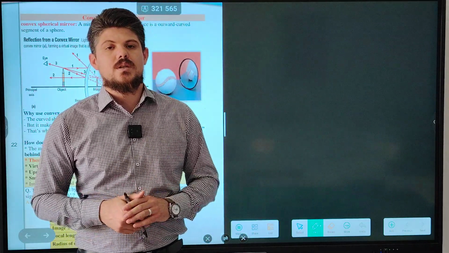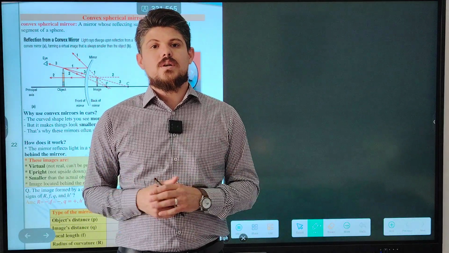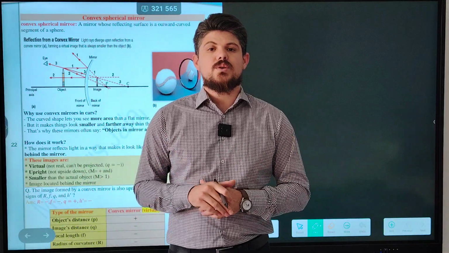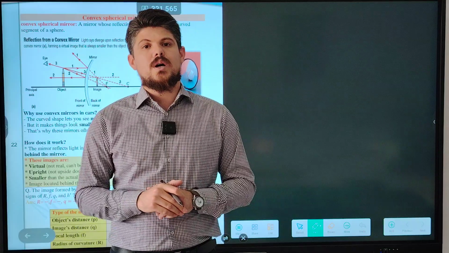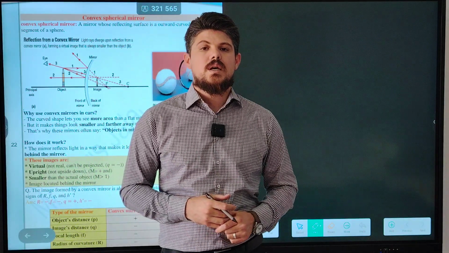In a previous lesson, we studied the types of mirror, flat mirror and spherical mirror. In a flat mirror, the image created is always a virtual image, upright, same size, same height, and the image distance is equal to the object distance.